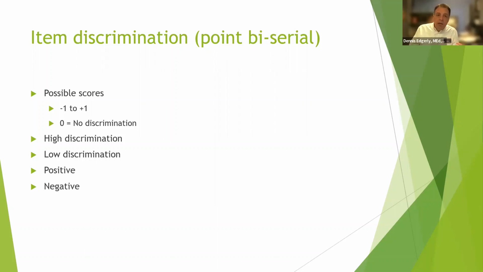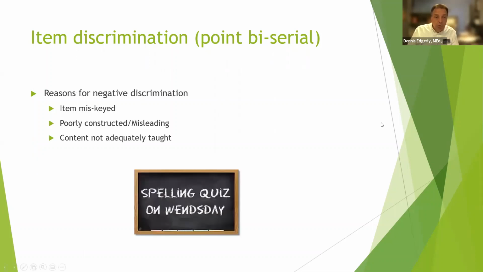Whenever you see a negative point by serial, it tells you that your test question is discriminating in the wrong direction, which means the students who have scored low on this exam are getting that test question correct, and the students who scored highest are getting that test question incorrect. Now we've got to go back and figure out why that actually took place. Why did that happen? Commonly, when you look at negative point by serials, it was miskeyed.